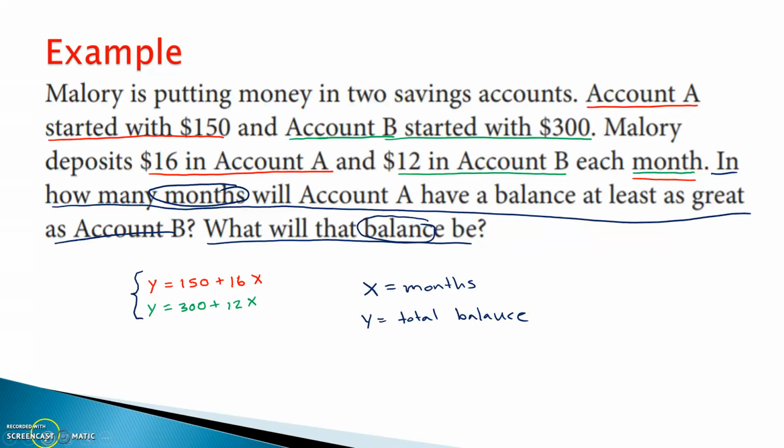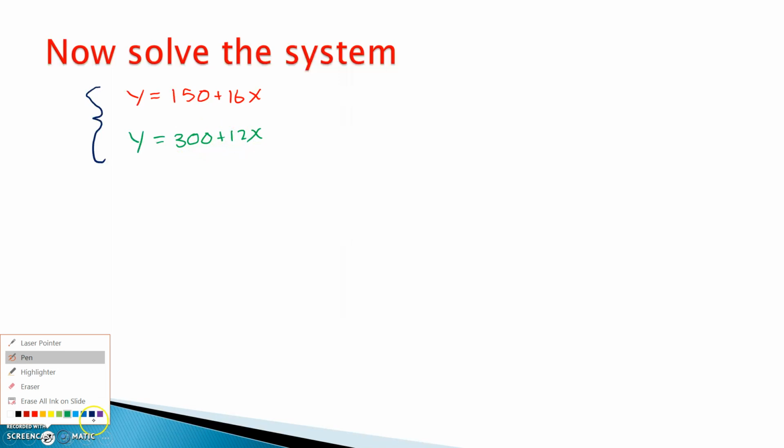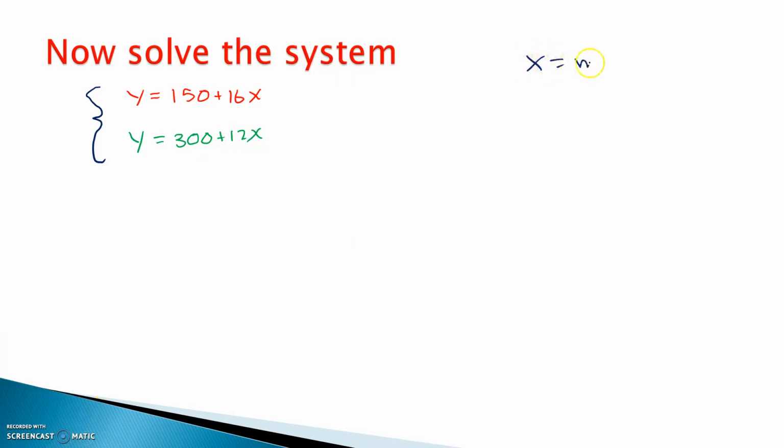All right, so let's move on here to actually start solving this. I'm going to move on to the next slide. All right, so my system, make sure I get the colors right here. Y was equal to $150 plus the $16 per month. That was account A, and then I had account B, which is Y equals $300 plus the $12 per month. Now again, I want to make an important note. X was representing months, and Y was representing the balance at the end, or the total.